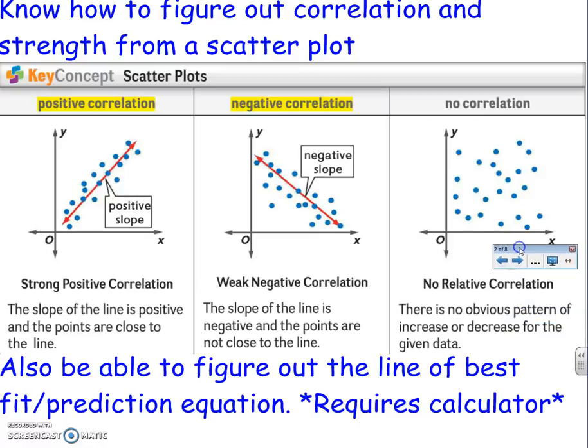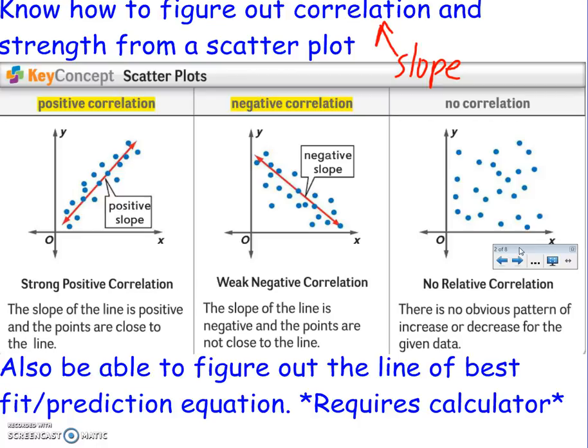So first, make sure you know how to find the correlation and strength from a scatter plot. Basically, the correlation is the slope. If it's a positive slope, you have a positive correlation. If it's a negative slope, you have a negative correlation, and if you have no slope, no correlation. The strength comes from how close your dots are to that line.